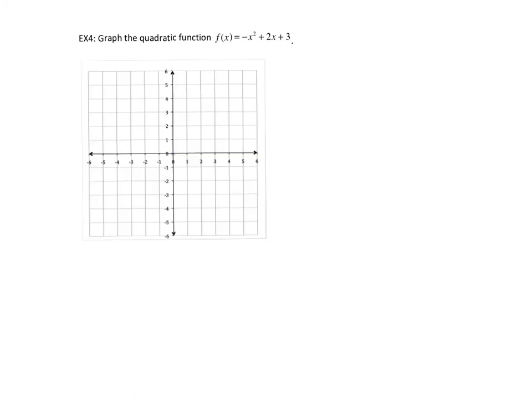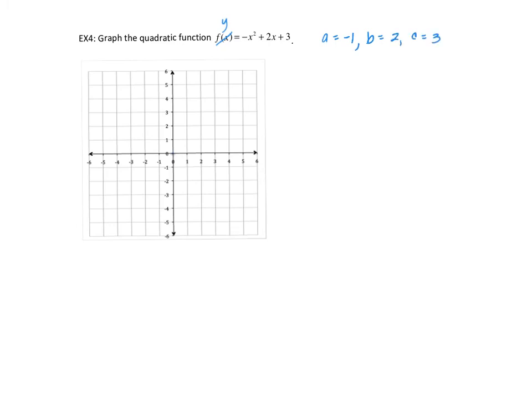Okay, loud rooster today. So example 4 is in function notation. Remember, I don't like function notation when I graph, so I prefer, you might not, but it's easier for me to just replace the f of x with y. And again, I'm going to write down that my a value is negative 1, my b value is 2, and my c value is 3.